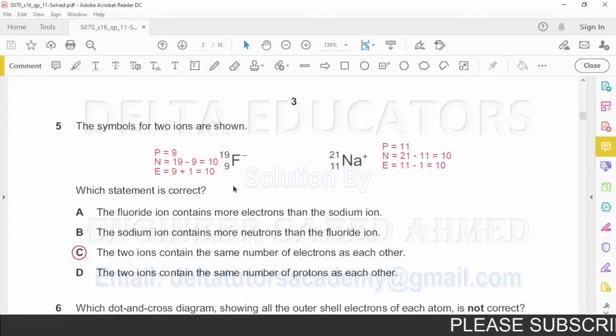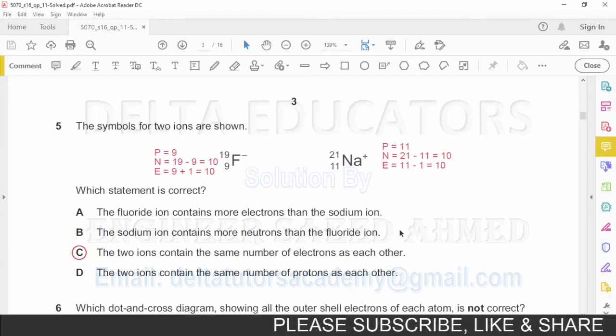Which statement is correct? Option A, the fluoride ion contains more electrons than sodium ion. In fluoride ion, number of electrons is 10. In sodium ion, number of electrons is 10. They are same. So this option is incorrect. Option B, the sodium ion contains more neutrons than fluoride ion. In sodium ion, number of neutrons is 10. In fluoride ion, number of neutrons is 10. They are same. So this one is also incorrect.